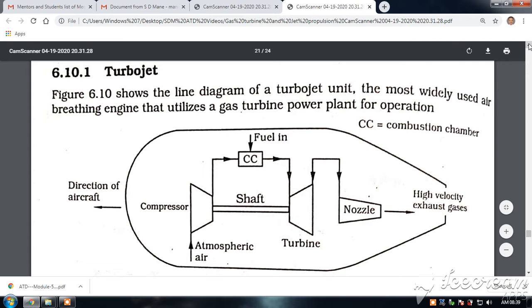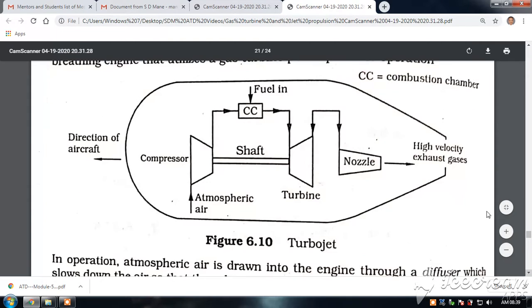Hello students, in this discussion we will see the turbojet engine, which is the most widely used air breathing engine that utilizes a gas turbine power plant for operation, and this turbojet you find in all these latest generation aircrafts. Now we will see the sketch of this turbojet engine.